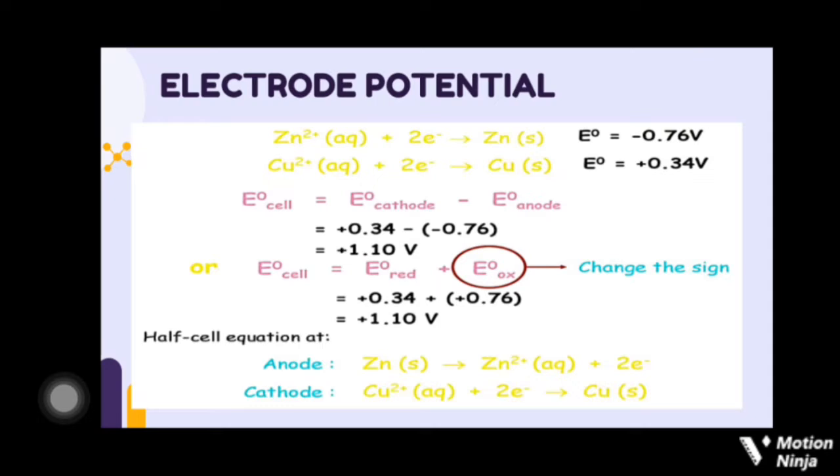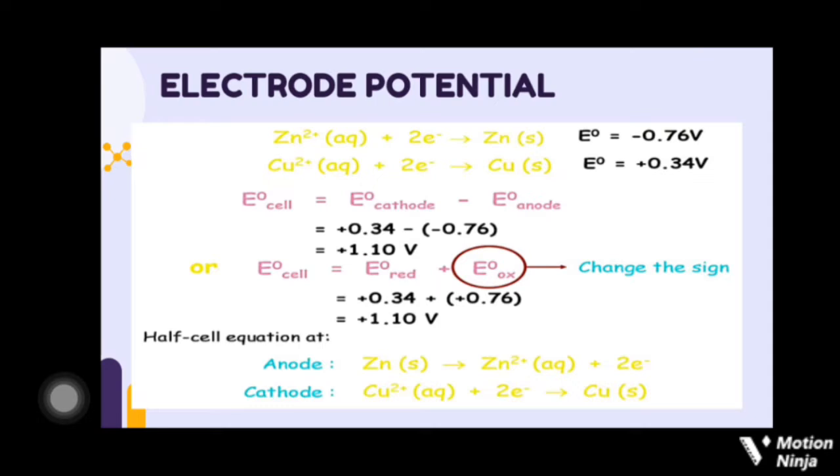Reduction takes place at the cathode, and the cathode is located at the right part of the cell reaction. Next statement, it says that the standard reduction potential of the copper half cell is more positive compared to zinc. So in this statement, we need to go back to the table or the picture above and observe it. We have zinc and copper there.